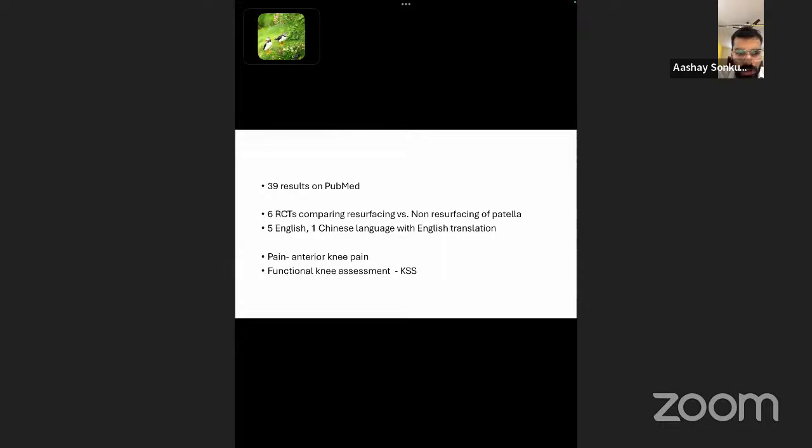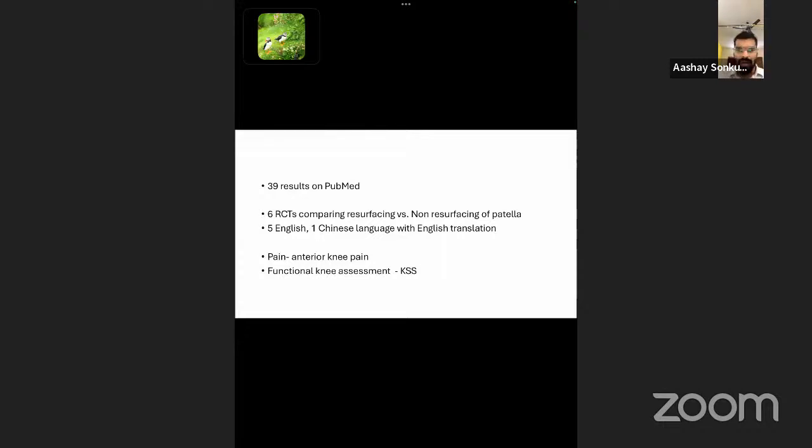The 2 outcomes I was looking for were pain, which was basically anterior knee pain, for which the surrogate markers I was looking for were pain while getting up from a sitting position from a chair and pain while climbing up the stairs. And the functional knee assessment was done using the Knee Society score.